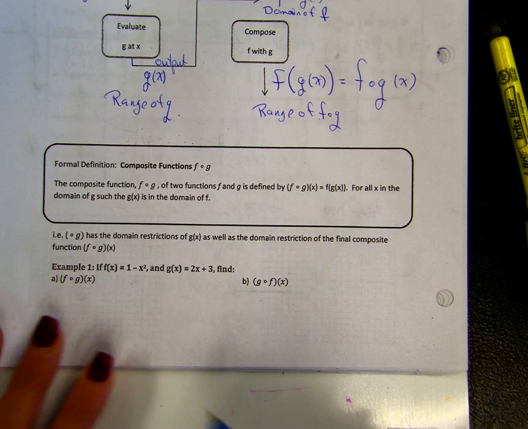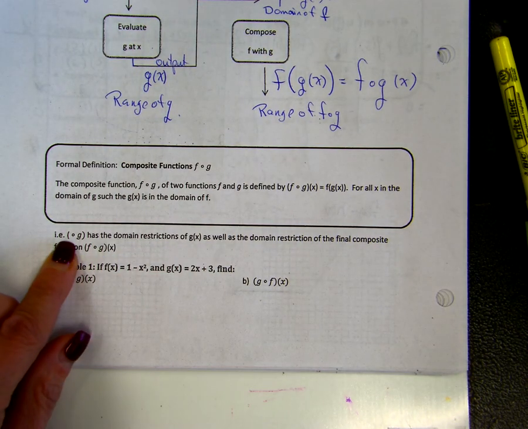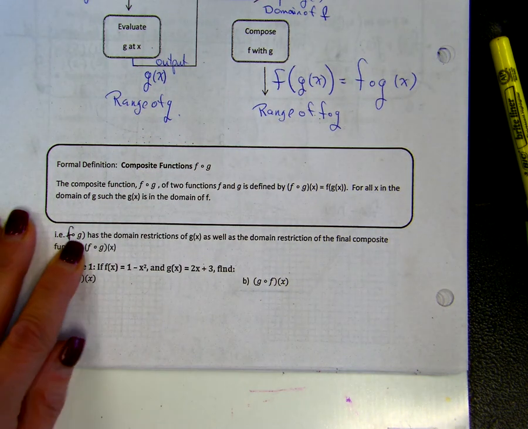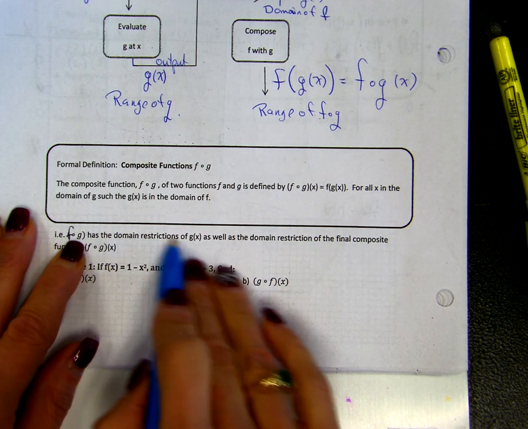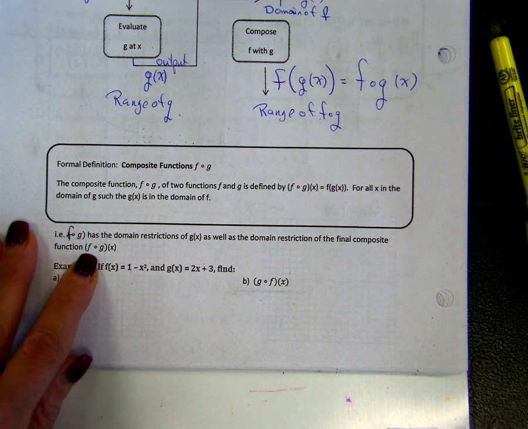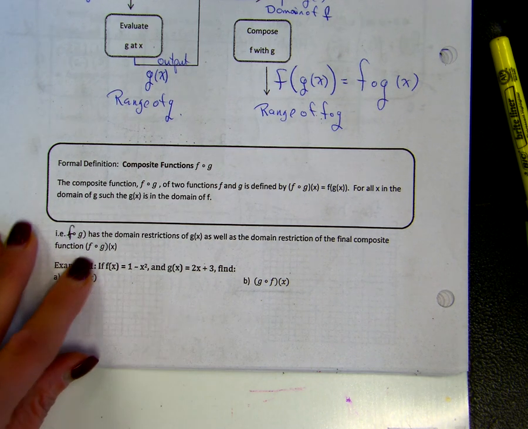Okay, let's just do a little bit of practicing functions. I find this is fun. Can you just fix this typo here? This should say f circle g. F composed of g has domain restrictions of g as well as domain restrictions of the final composite function, like we just saw in our above example.